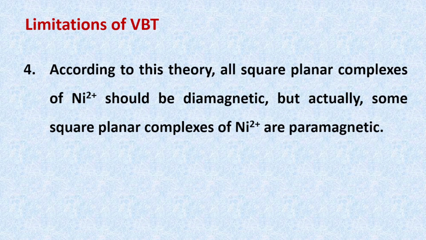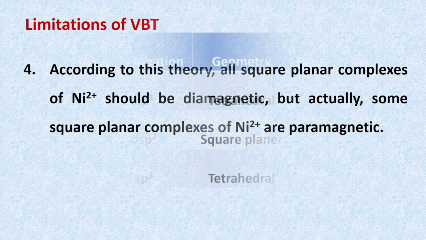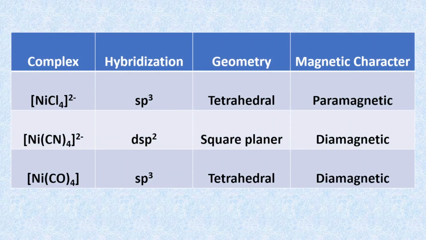According to VBT, all the square planar complexes of nickel +2 should be diamagnetic, but actually some square planar complexes of nickel are paramagnetic too. Look at this table. VBT cannot explain the first and second complexes. The third complex, tetracarbonyl nickel, has carbonyl ligand, so it should be dsp2 hybridized, square planar and diamagnetic. However, this complex is sp3 hybridized, and if it is sp3 hybridized like the first complex, then it should be paramagnetic. This cannot be explained by VBT.